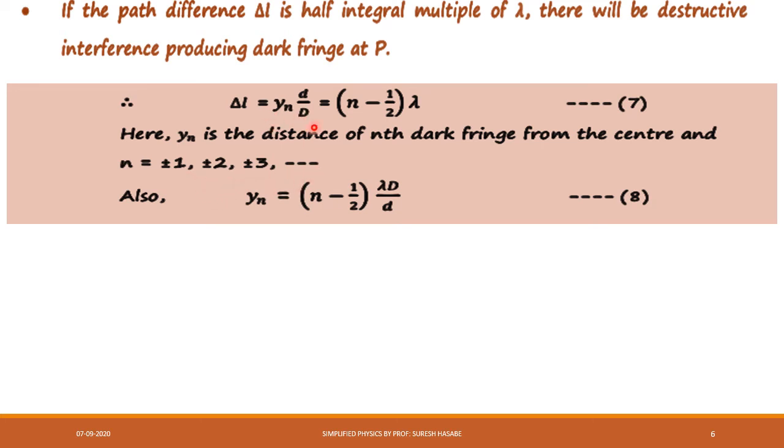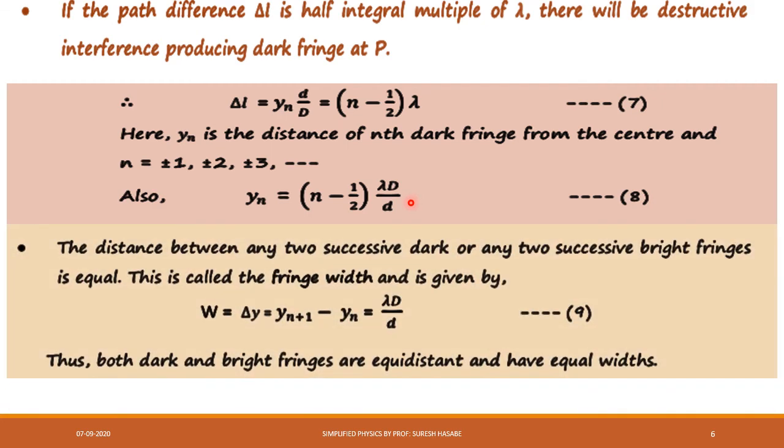Now if we simplify this equation, we get Yn is equal to (n minus 1 by 2) lambda small d upon capital D. This equation gives the distance of the nth dark fringe or dark band from the center of the interference pattern.